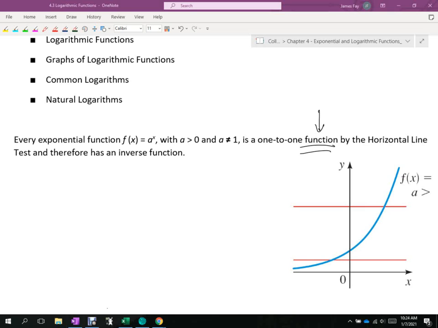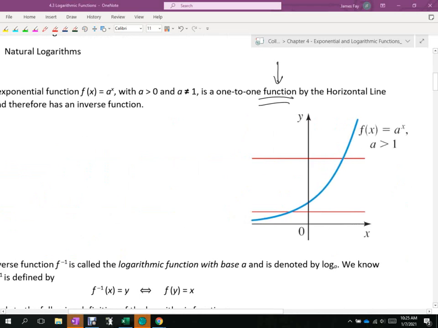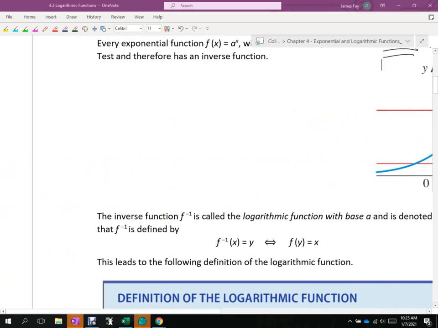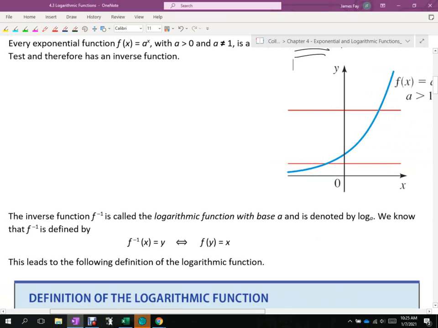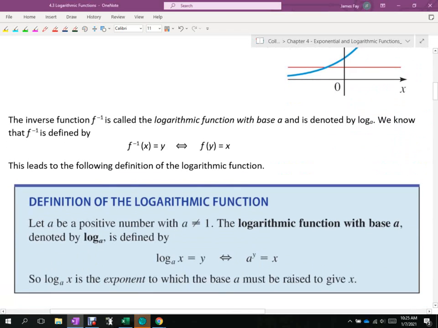Does anybody remember why we want to recognize whether a function is one-to-one or not? If it's one-to-one, then it has an inverse. And inverses undo each other, like x squared and the square root of x. So exponentials have inverses. Their inverse is the logarithm. That's what this is saying right here. The inverse function, f inverse, of an exponential is called the logarithmic function.